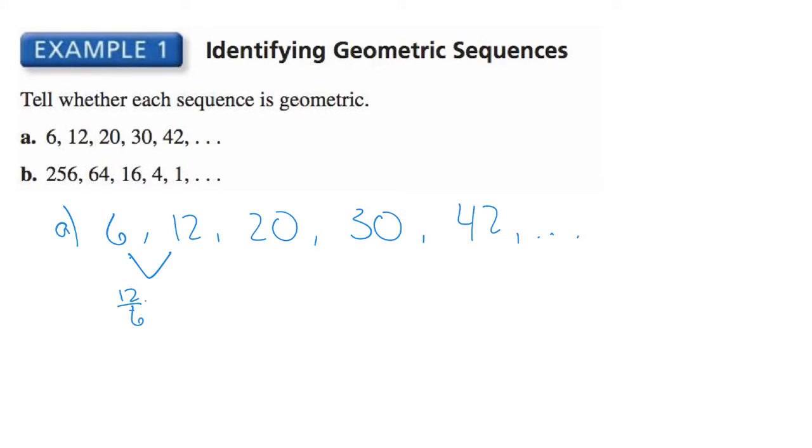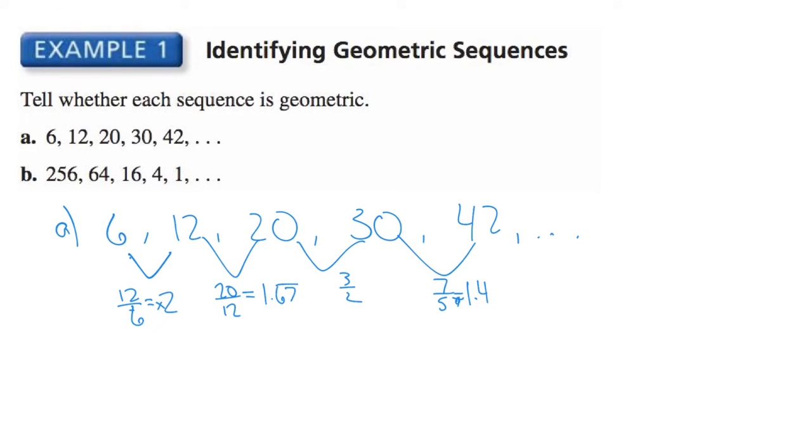So 12 divided by 6, that's 2. So it's multiplying by 2 on that one. And then 20 divided by 12, that's 5/3, so that's 1.67-ish. You can already see right there, it is not constantly growing by the same rate. If we continue on, you see that this is 3/2, it's 1.5. You see that growth rate, it's getting smaller, and this last one is 7/5, which is 1.4. So this is getting smaller.